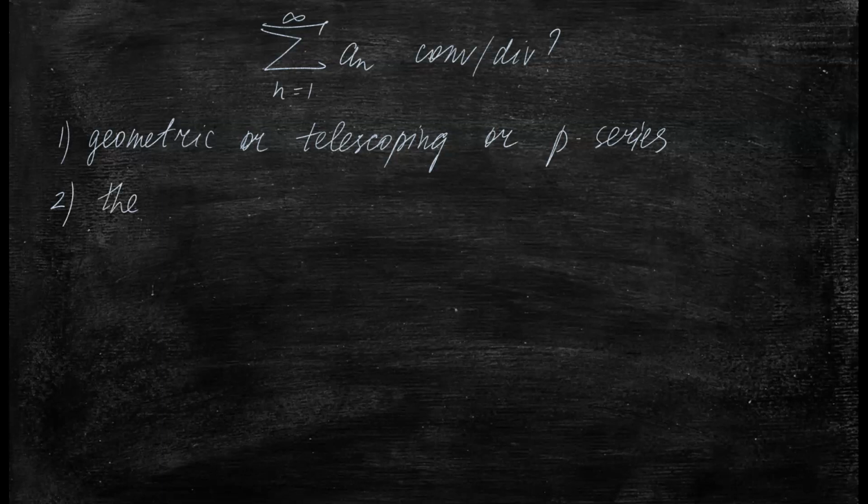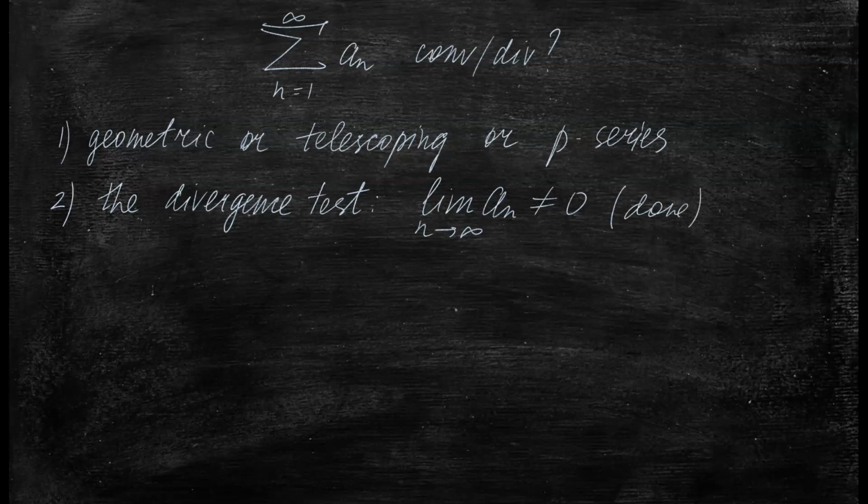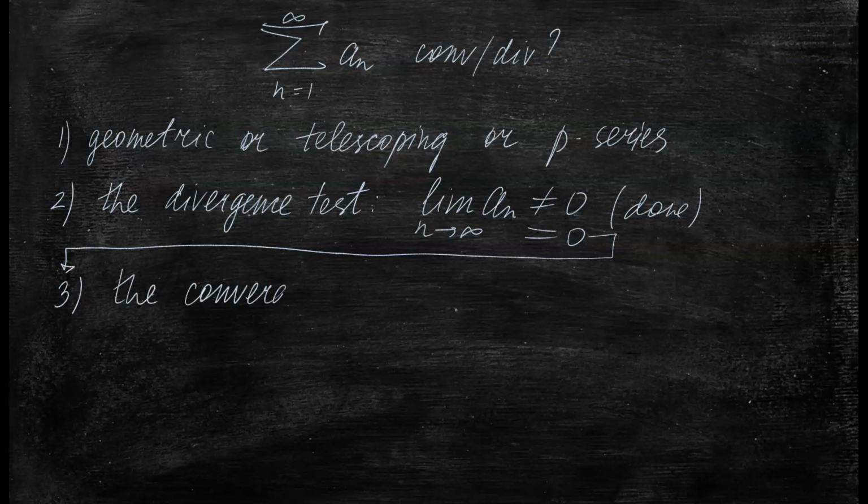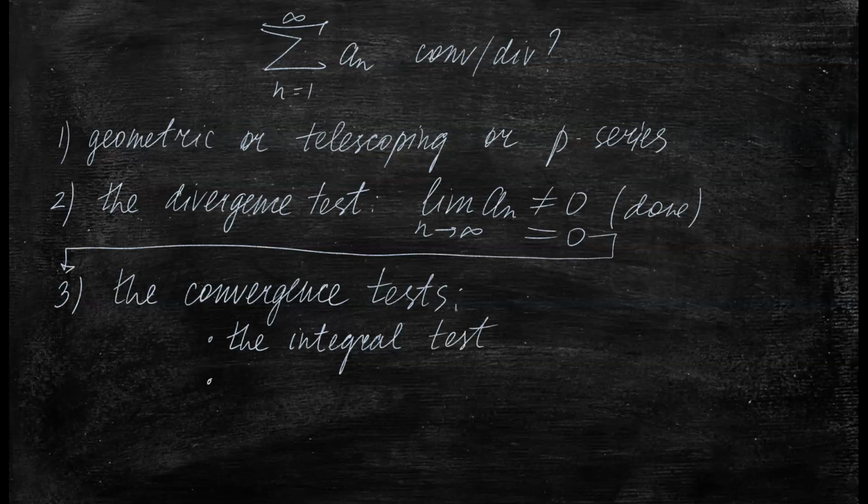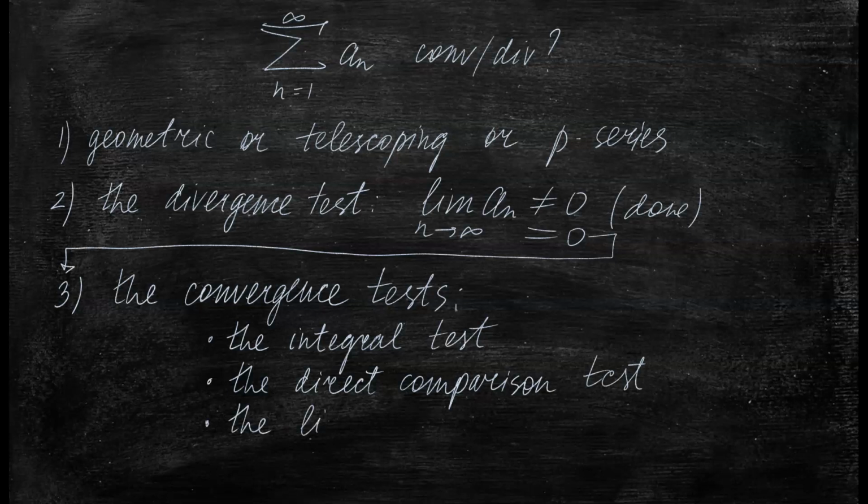Now, if it's neither one of these, then we would apply the divergence test. So what is the divergence test? Well, basically, you take the nth term and find its limit as n goes to infinity. And if it's not equal to 0, then we are done. The conclusion is that the series diverges, and if the limit is equal to 0, then we are not done. We go to the next step, in which we perform one after another, if necessary, convergence tests. And as of right now, we know quite a few of them. So we know the integral test, we know the direct comparison test, and we know the limit comparison test.